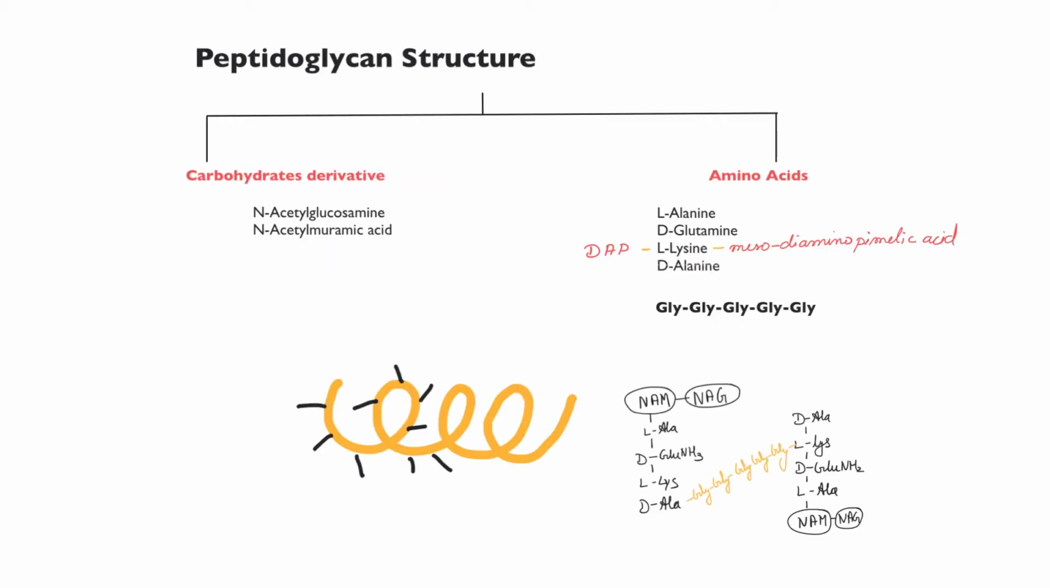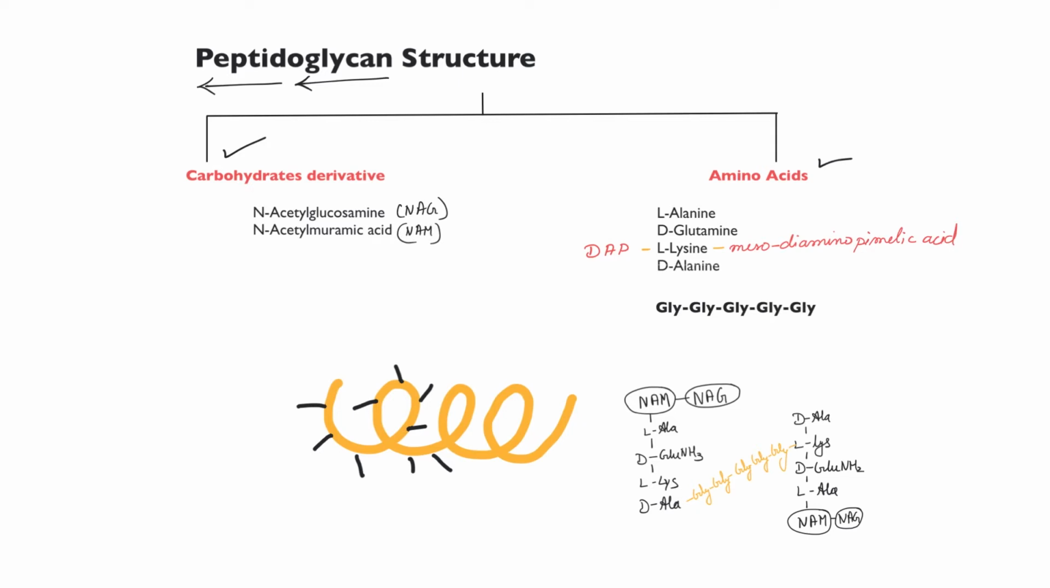Let's first talk about the peptidoglycan structure. Biology is very simple: you just read something backward. Glycan, carbohydrate. Peptido, a chain of amino acids, right? So yes, there's a carbohydrate derivative and there are amino acids in the structure. So what are the carbohydrates? We have N-acetylglucosamine, called NAG, and N-acetylmuramic acid, called NAM.